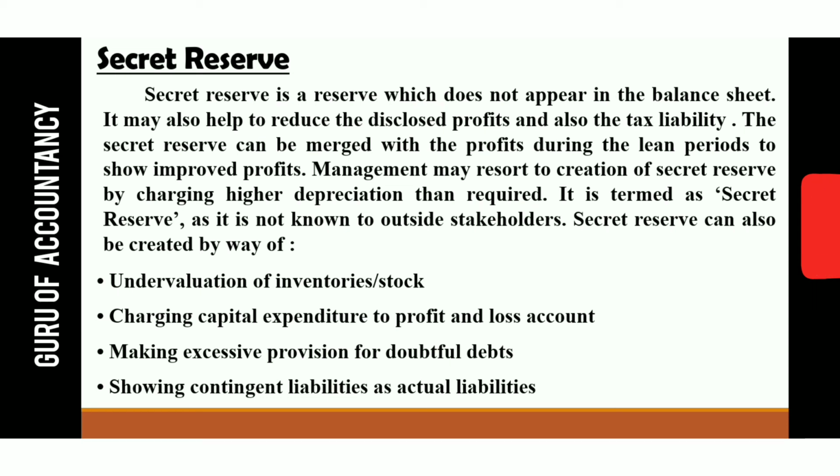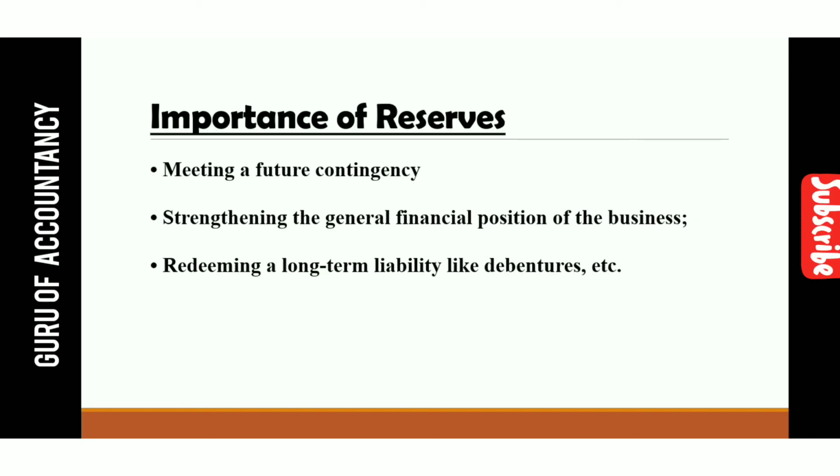Secret reserve can also be created by undervaluation of stock, charging capital expenditure to profit and loss account, making excessive provision for the doubtful debts, showing contingent liabilities as actual liabilities. These are the different ways of creating secret reserve. Now, what is the importance of creating reserve? When reserves are created, they are useful for meeting the future contingency. They are also useful for strengthening the general financial position of the business. And they are also useful in redeeming a long-term liability like debenture. So for example, debenture redemption reserve is created for the redemption of debentures.